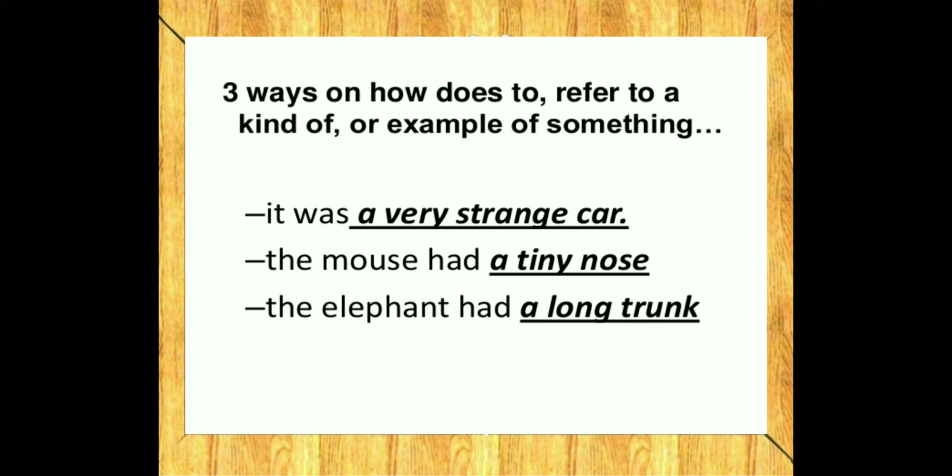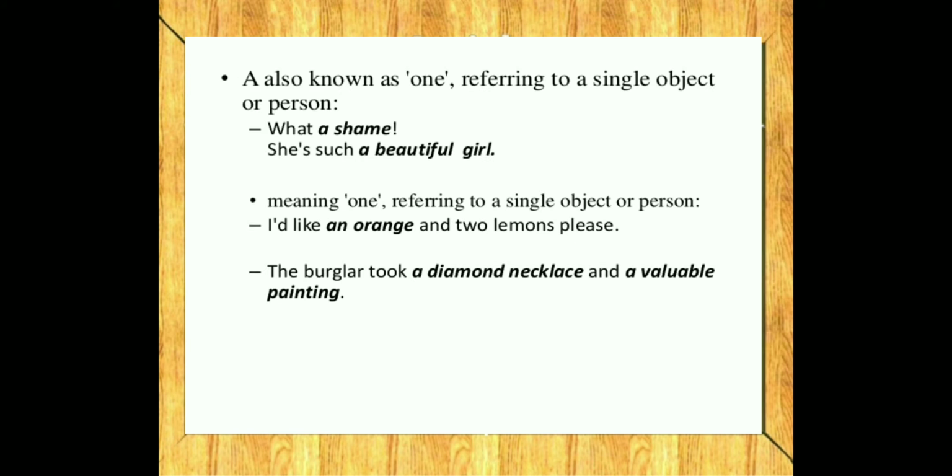The other case where we will use a or an is when we refer to a kind of or example of something. For example, it was a very strange car. The mouse had a tiny nose. The elephant had a long trunk.